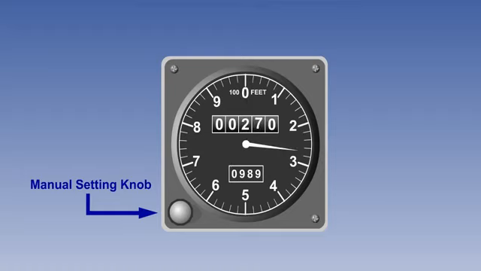If we set the airfield distance above sea level when on the ground, we call the pressure setting QNH, and the altimeter indicates altitude. Again, we'll explain this in more detail later.